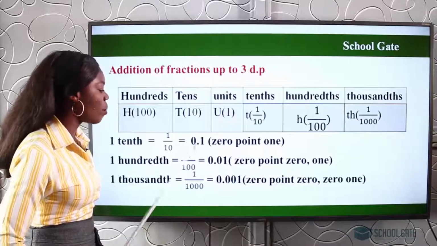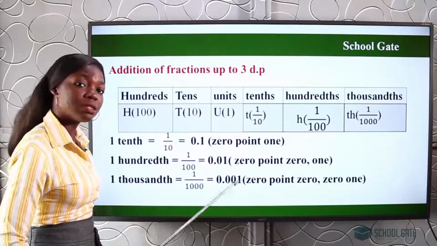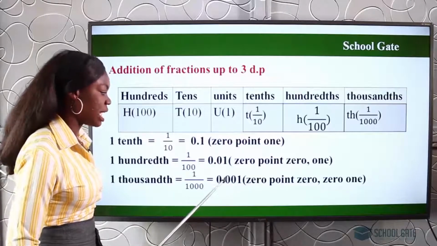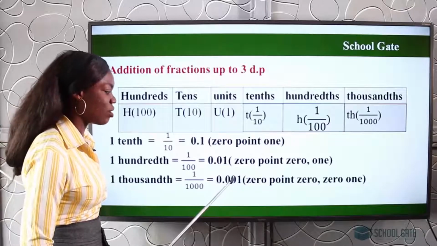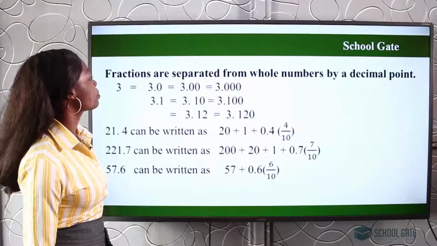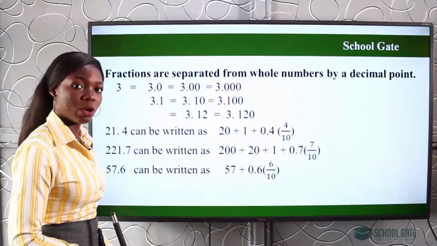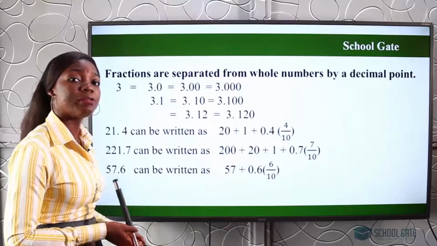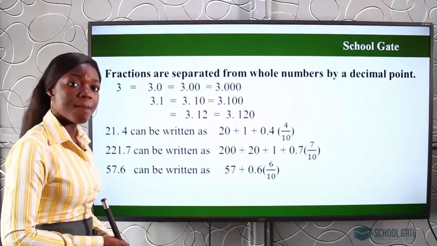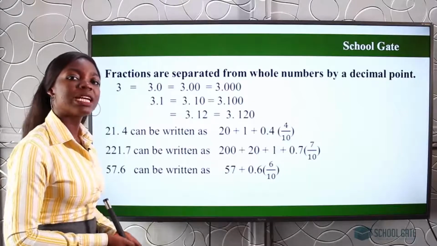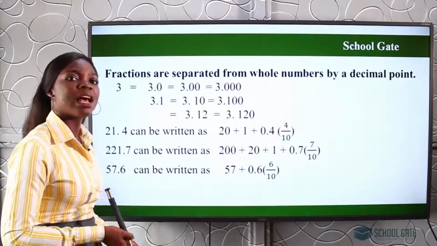As you can see, the number of zeros in the common fraction is still the same as the number of zeros in the decimal fraction. This one has 3 zeros, and there's still 3 zeros here. Okay? Now, fractions are separated from whole numbers by a decimal point. That means wherever you see a number that has a decimal point, you know that number has a whole number and a fraction. So the decimal point stands as a separation between the whole number and the fraction.